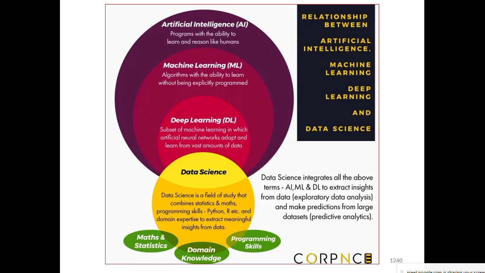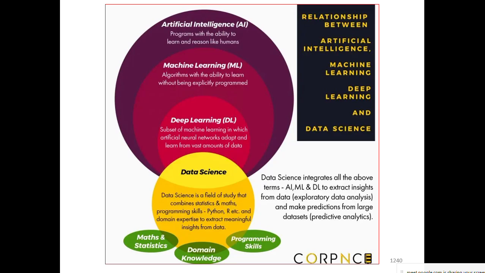We have four types. The big umbrella is artificial intelligence: programs with the ability to learn and reason like humans. What is machine learning? Machine learning is a subpart of artificial intelligence: algorithms with the ability to learn without being explicitly programmed. What about deep learning? It is a subset of machine learning in which artificial neural networks adapt and learn from vast amounts of data.